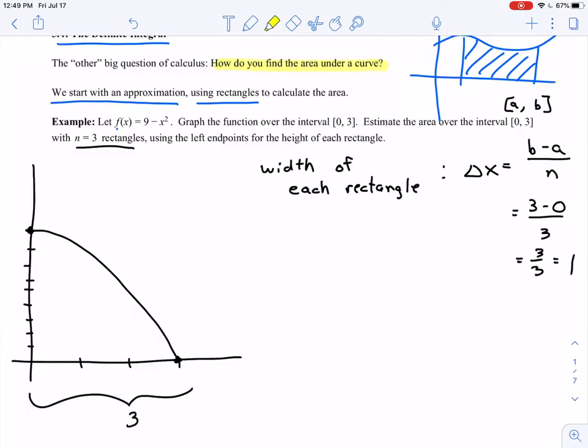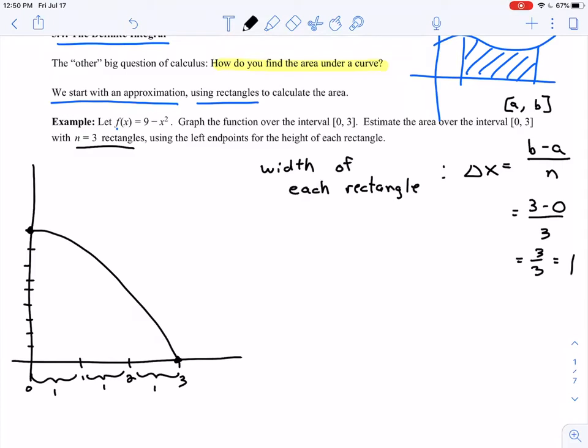So I'm starting with this big long interval 0 to 3, and what I'm going to do now is break it up into 3 smaller sections. Here's 0 to 1, here is 1 to 2, and here's 2 to 3, and I know that each one of these smaller intervals has length 1. So I've taken this big interval and just broken it up into smaller pieces.